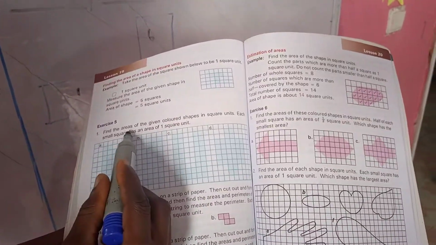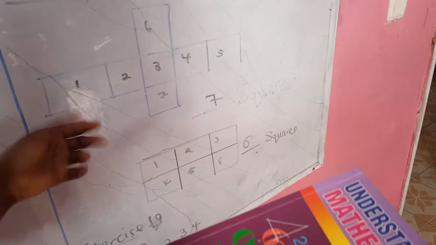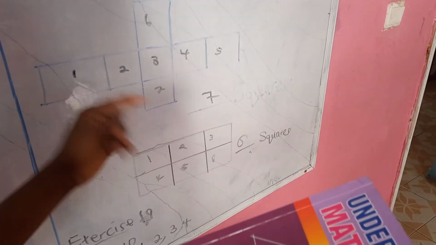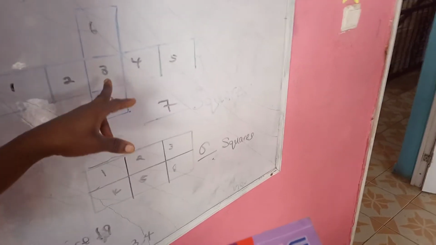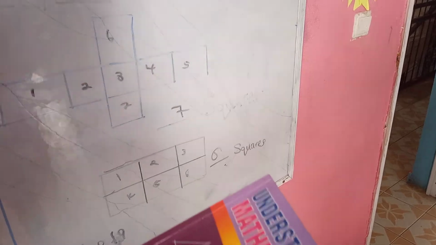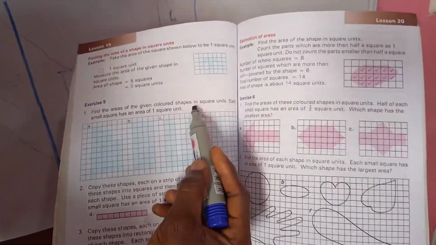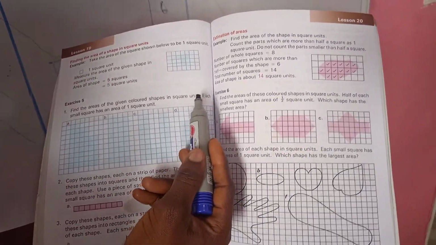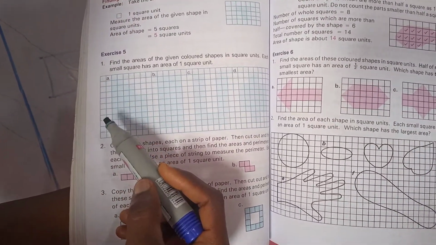Each small square has an area of 1 square unit, which means, just like the example, 1 square here means what? 1 square unit. If you're having 2 squares, that is what? 2 square units. If you're having 3 squares in the shape given to you, it means what? You are having 3 square units. Just like the exercise you are going to do, find the areas of the given colored shape in square units.